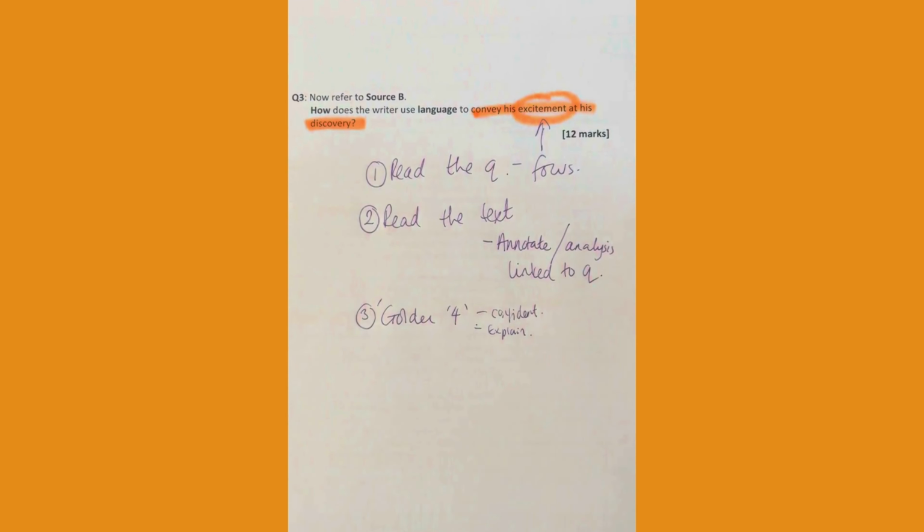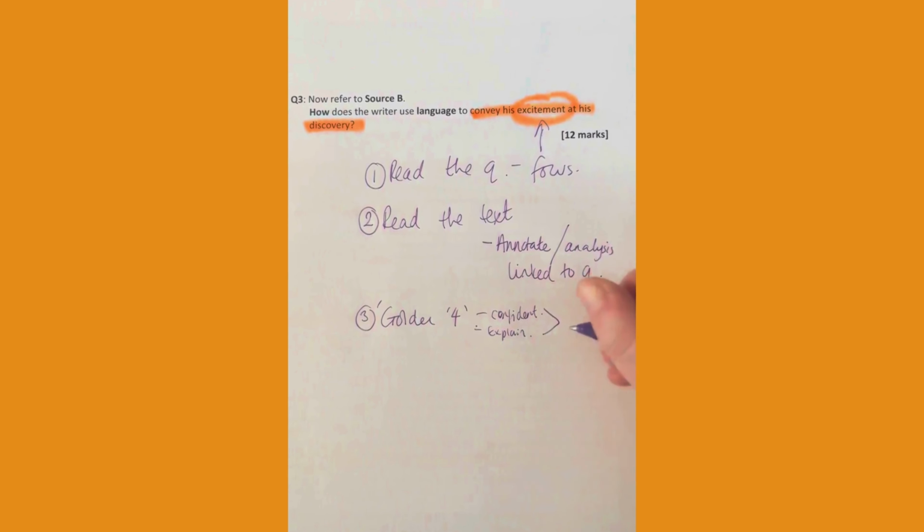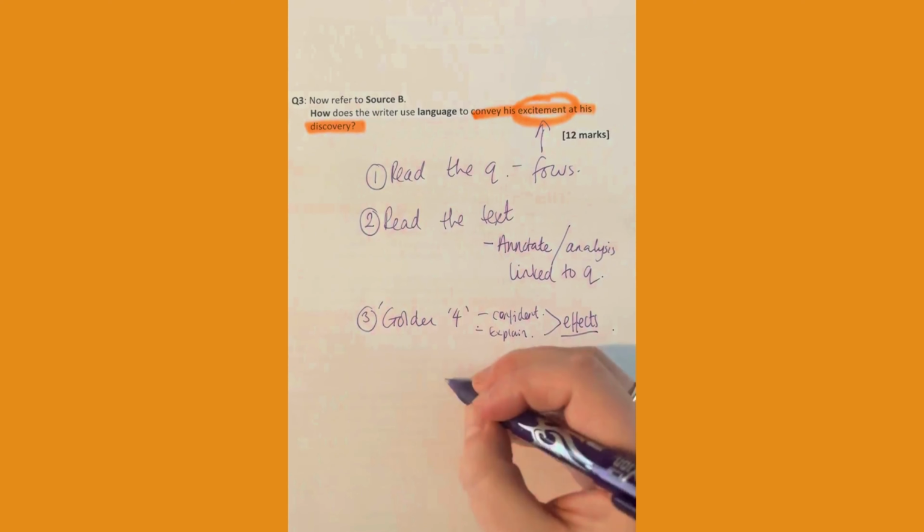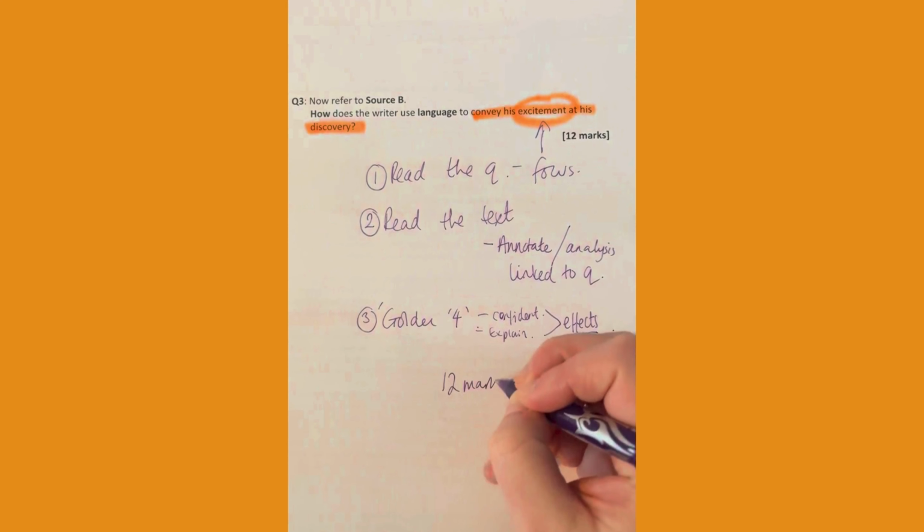As I said earlier, there's no point you just using something because you know that it is a metaphor or it is a simile if you don't know why. And this is all about the effects, remember? And that's our most important part. We need to make sure we're doing that. Now, if you remember from Paper 1 Question 2, also a language question, I said golden 3 there. Here we need golden 4 because this is a 12-mark question.